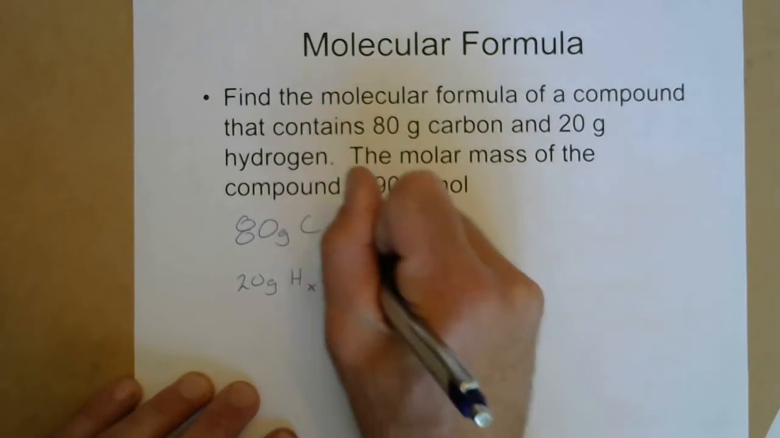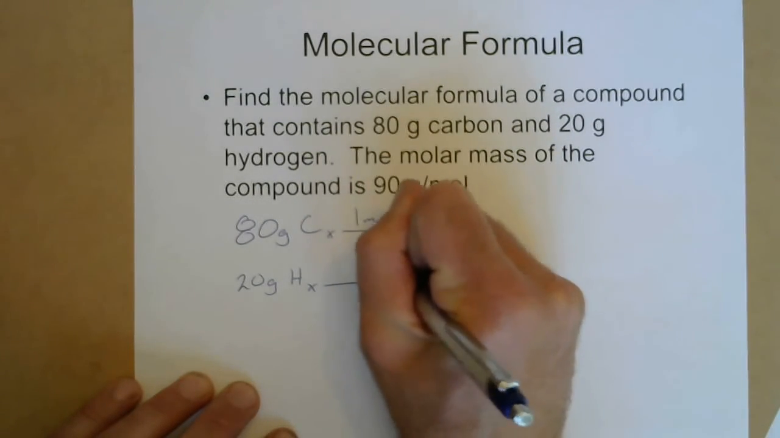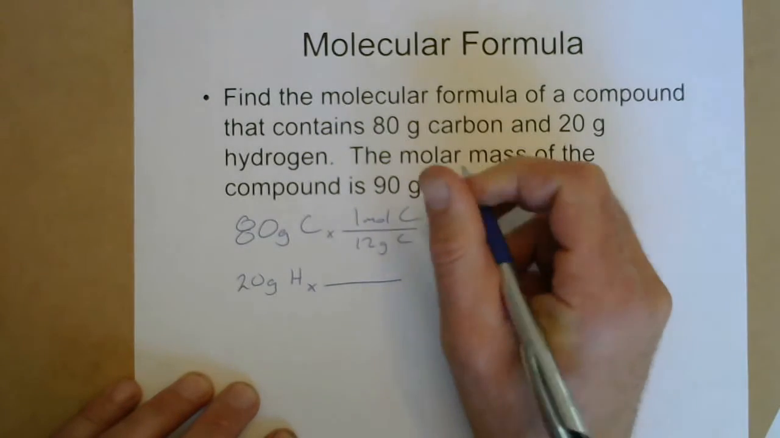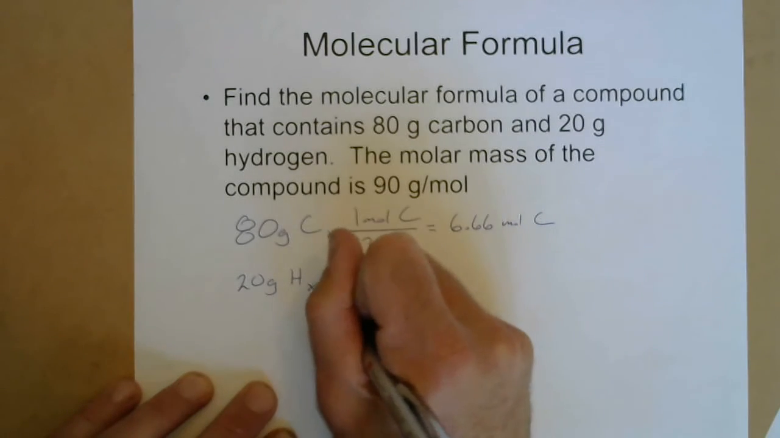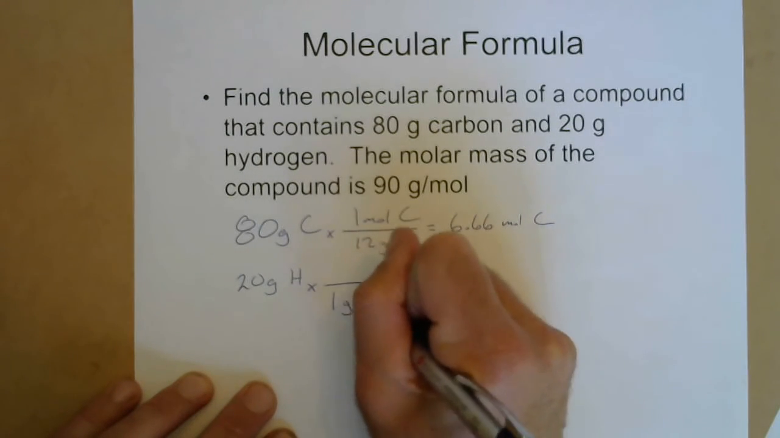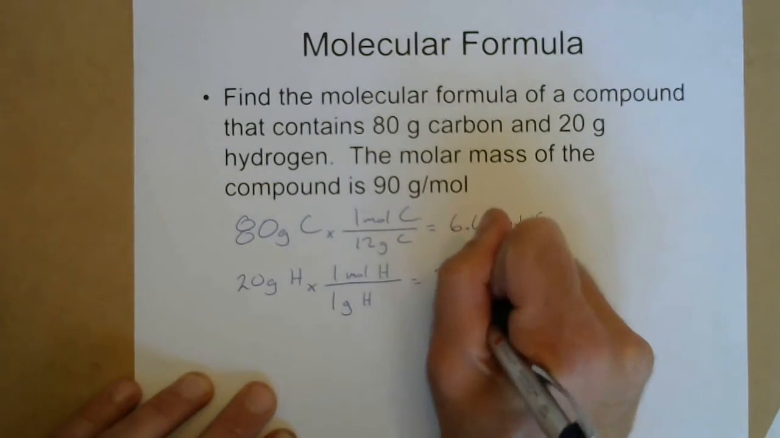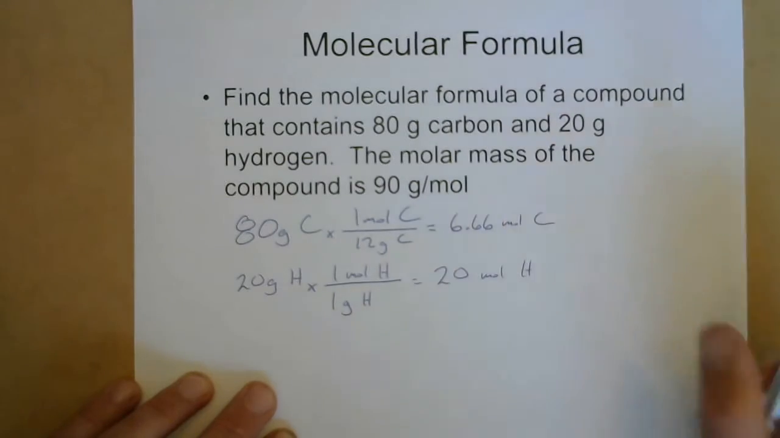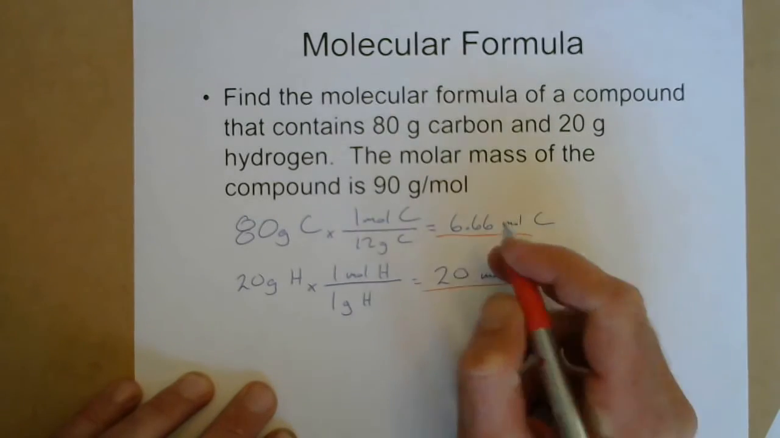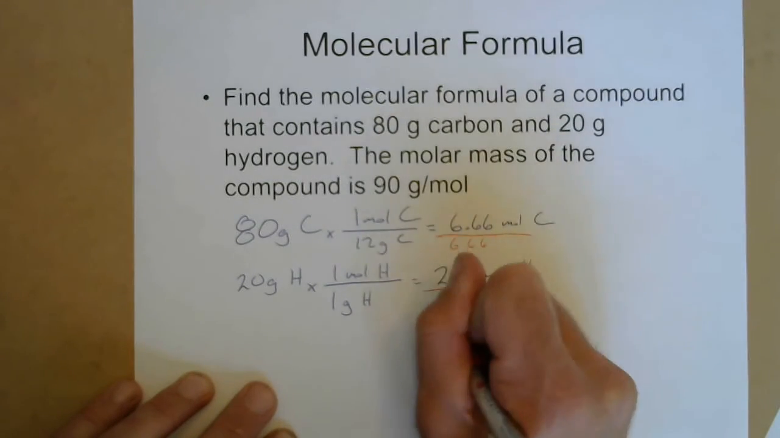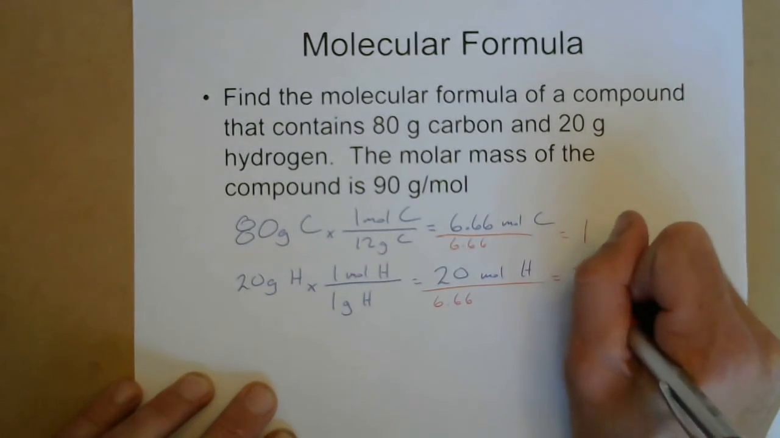So to find the empirical formula, we'll convert these both into moles. So carbon, 12 grams of carbon for every 1 mole. That gives us 6.66 moles of carbon. And then hydrogen, 1 gram of hydrogen for every 1 mole of hydrogen. And so that gives us 20 moles of hydrogen. All right, we want to find the ratio between these, so we'll divide them both by the smaller number, 6.66. So this comes out to be 1, and this comes out to be 3.